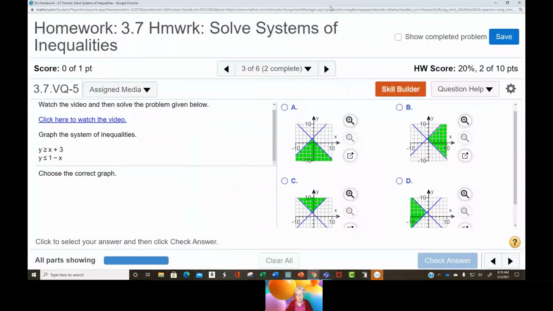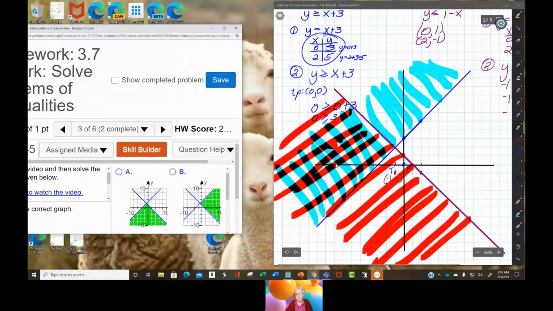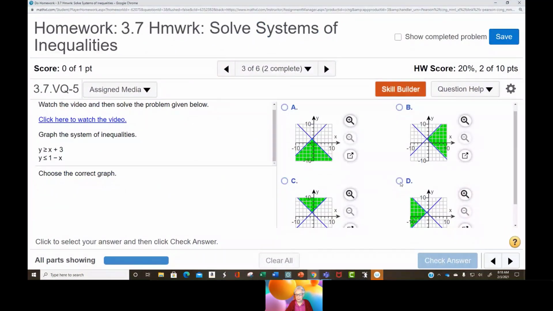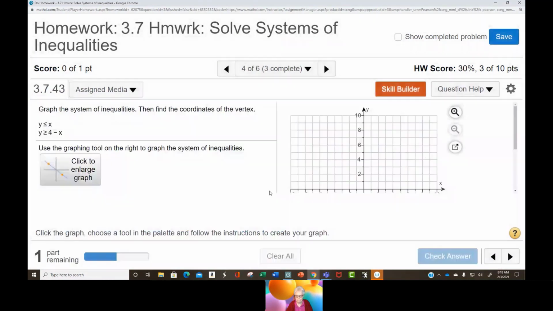Okay. This is where the shading is, right? Yes. Over here. So I'm going to choose D and then check my answer. Oh, good. Okay. Questions about this?